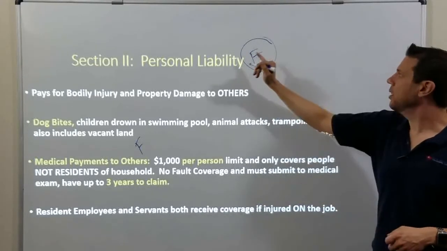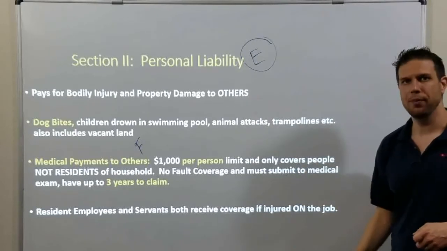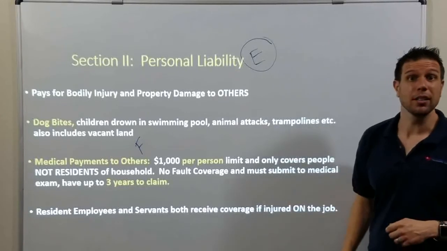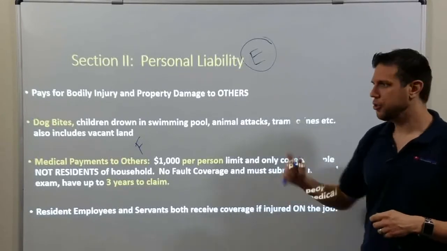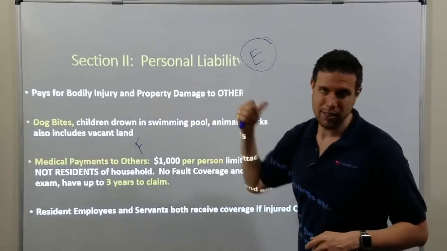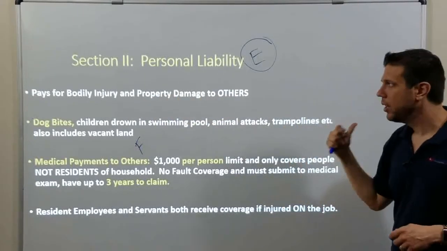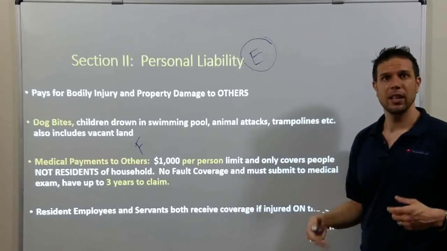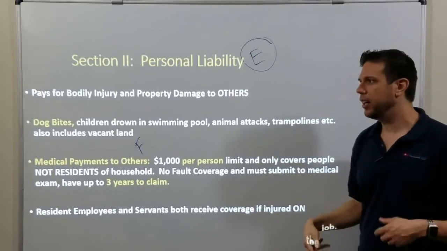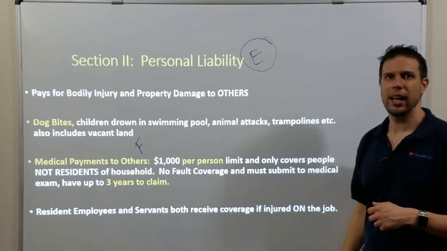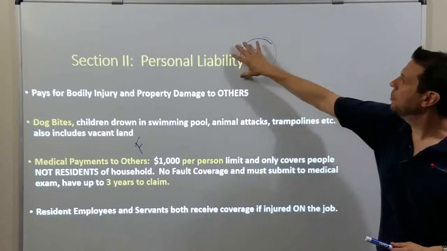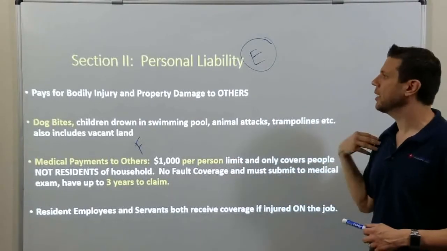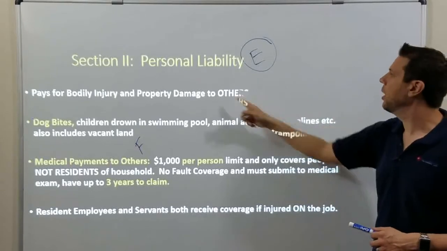Section 2, personal liability coverage E, will protect you from lawsuits. Let's say you like to shoot guns. You're at the range, you shoot your gun and it ricochets back somehow and hits another guy. Your liability insurance will protect you from his lawsuit. Let's say you get drunk, you go out clubbing, and some guy picks a fight with you, and you beat him up. Your liability will protect you.